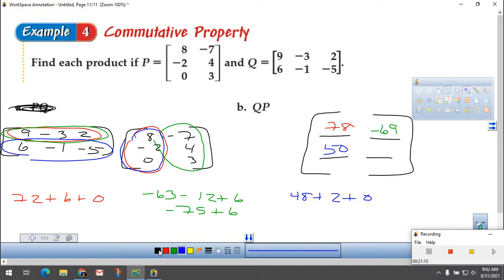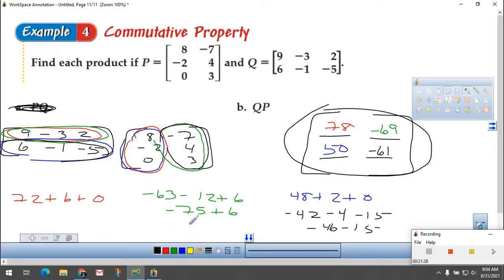And then that leaves us with the second row and the second column. So 6 times negative 7 is negative 42. Negative 1 times 4 is negative 4. And negative 5 times 3 is negative 15. So negative 42 minus 4 is negative 46. Minus 15 would be negative 61. And so there would be the matrix QP, which is not equal to the matrix PQ.